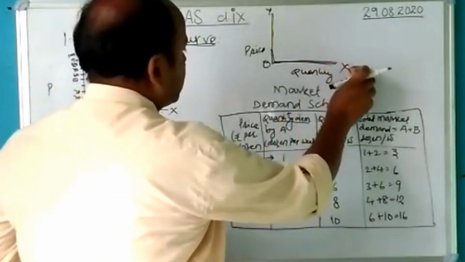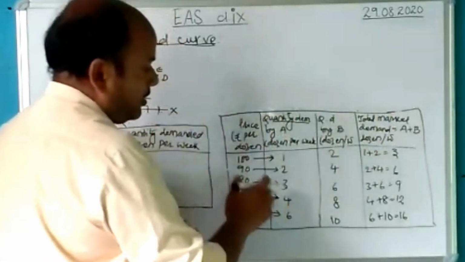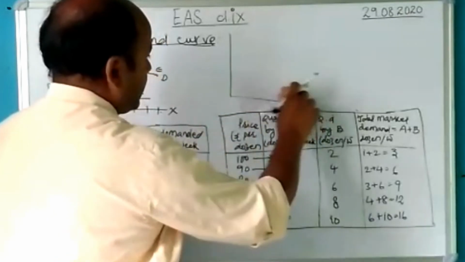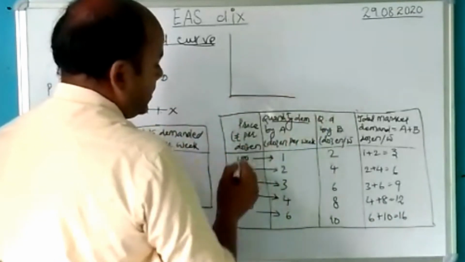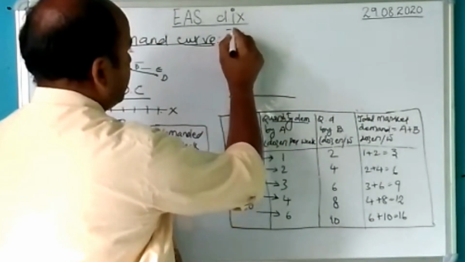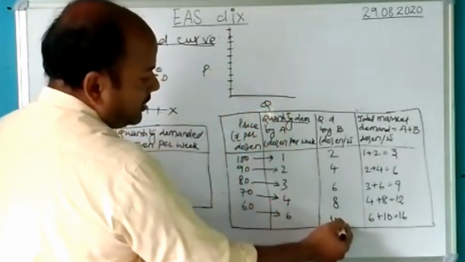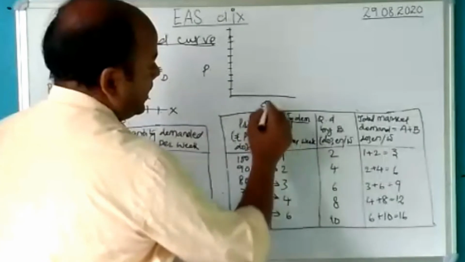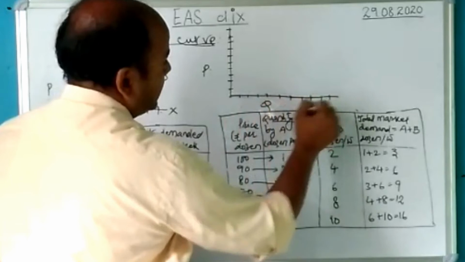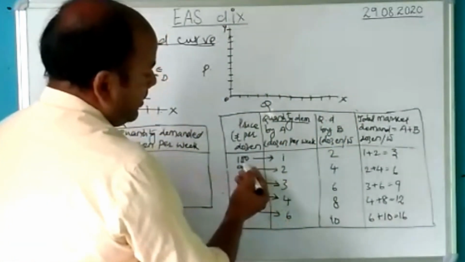On the basis of the market demand schedule, let us draw the market demand curve. Roughly, I will draw it. This is the same: 10, 20, 30, 40, 50, 60, 70, 80, 90, 100. This is price, and this is quantity demanded. Quantity demanded is 1, 2, 3, 4 up to 10. OX, OY.